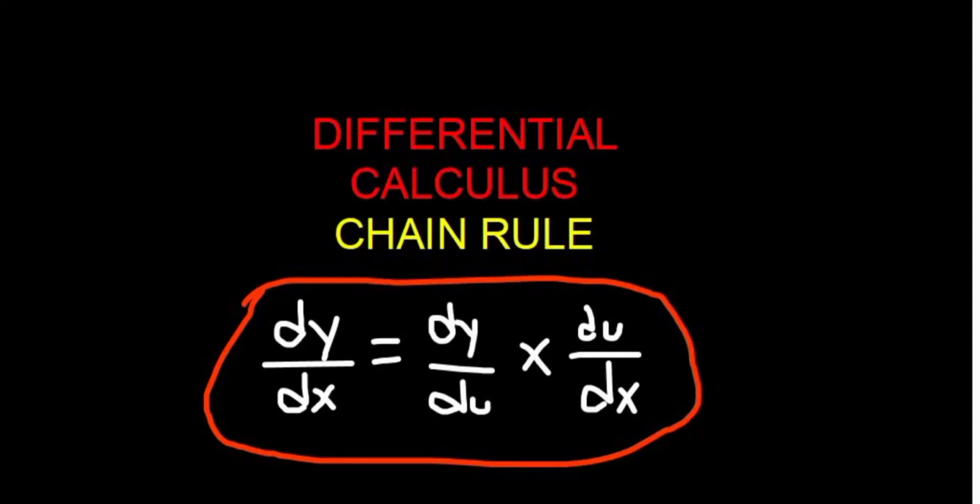So in this video, we're going to focus on differential calculus. Now we're going to talk about the chain rule. The chain rule states that dy/dx is given by dy/du multiplied by du/dx.